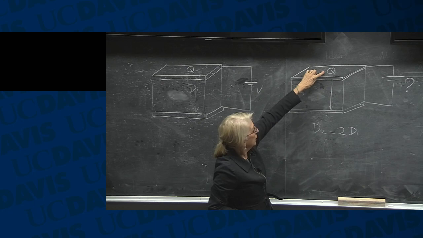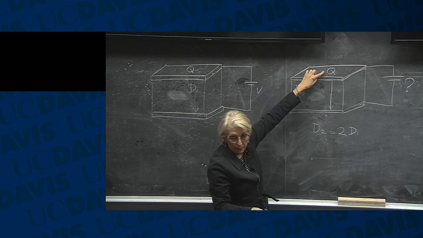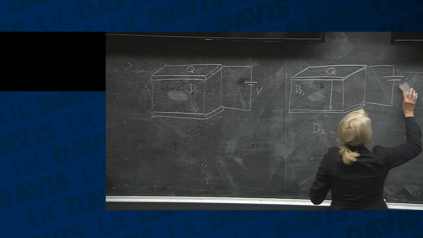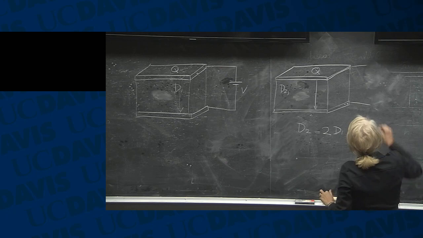You keep Q the same. The charge remains the same, all right? I give it to you to help you in your conclusion. If you keep the charge the same, and if you change your D, then of course the voltage that applies between these two plates is going to be different, all right? Is that clear?